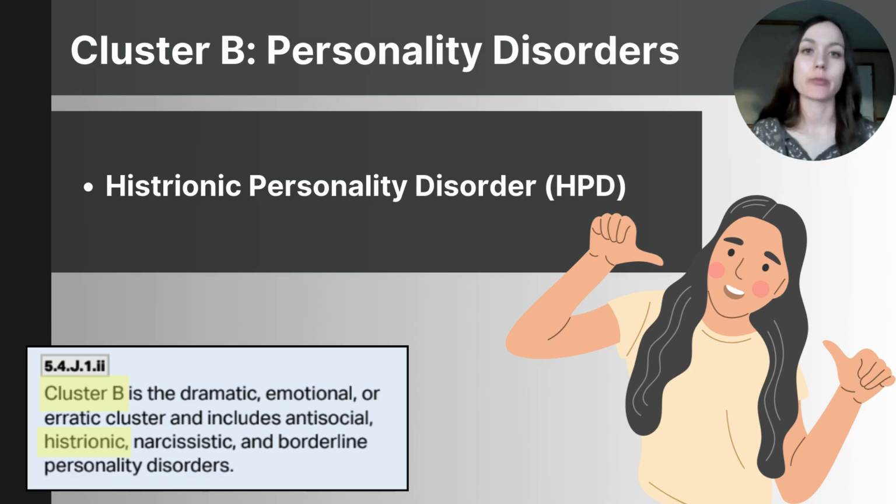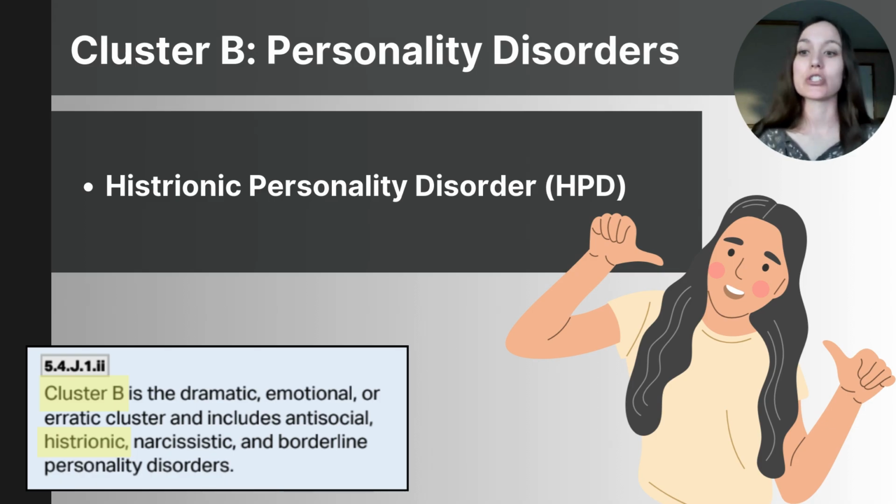Next is histrionic personality disorder, and this is characterized by excessive attention seeking and emotional expressiveness. Individuals with histrionic personality disorder often feel uncomfortable when they're not the center of attention and may act dramatically or seductively to gain attention or to get people to notice them. To be diagnosed, an individual must exhibit at least five of the following behaviors: a desire to be the center of attention. The second is inappropriate, seductive, or provocative behavior.